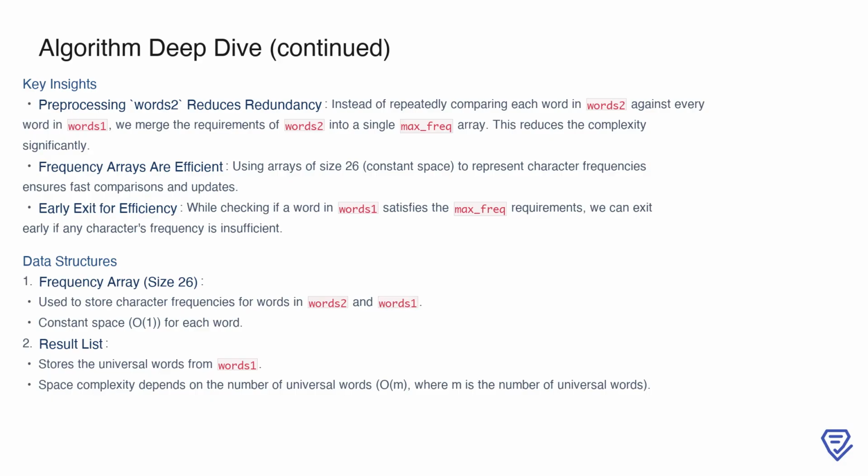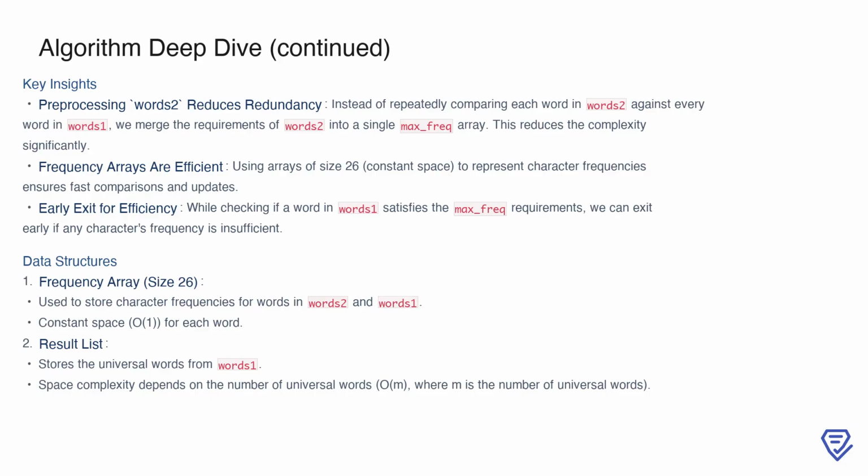Additionally, while verifying if a word in words 1 satisfies the max_frequency requirements, we can exit the check early as soon as we find a character whose frequency is insufficient. This early exit further improves performance by avoiding unnecessary computations.